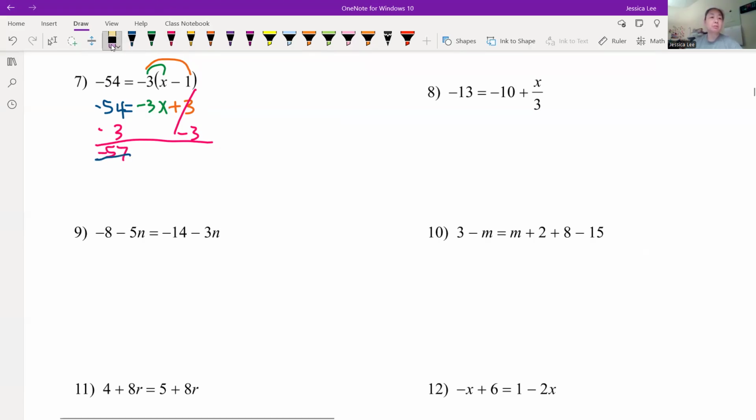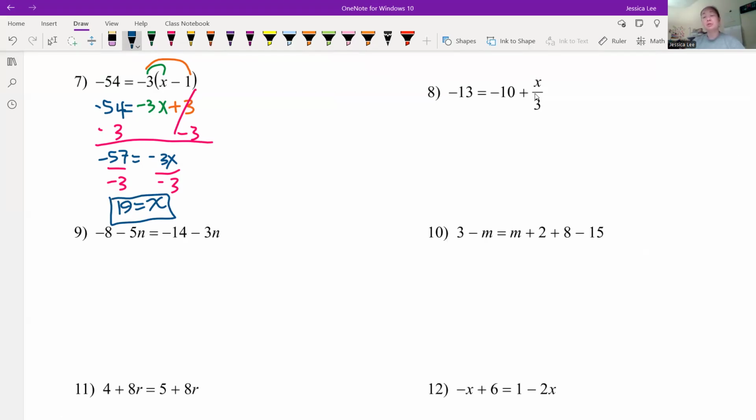Let me write that with the other color. This can be -57 equals, and all I have left on the right is -3x. All right, and then we're going to get rid of that -3, not the x, just the -3, because remember, we're isolating the x. And here we go. So we get 57 divided by 3, which is going to be, if it was 60, that would be 20. So 19. See how I did that? So x is equal to 19. Done. All right, moving on to number 8.